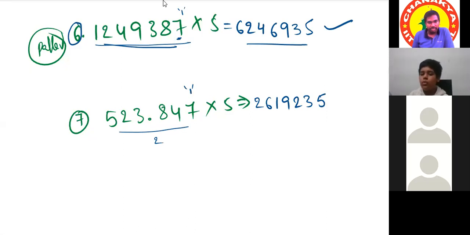What about this decimal point? Now we have to keep the decimal point. I already told this. Where is the decimal point now? Before 3 numbers from the right side. Yes, correct. After 3 digits, there is a decimal point here. Here also, after 3 digits from the right side, there is a decimal point. So it is 2619.235. That's all. Very good. Correct.